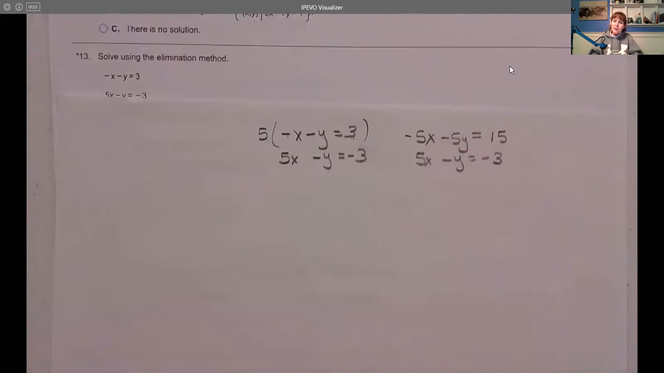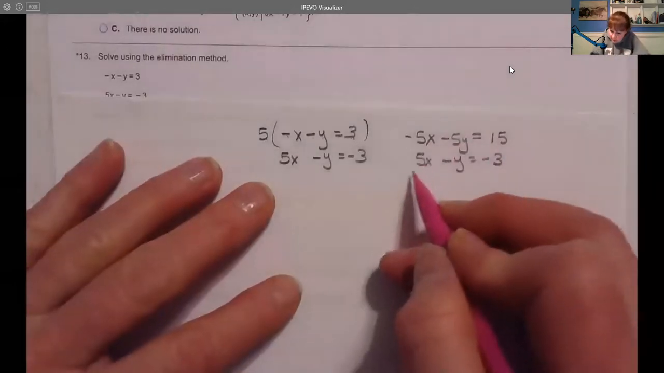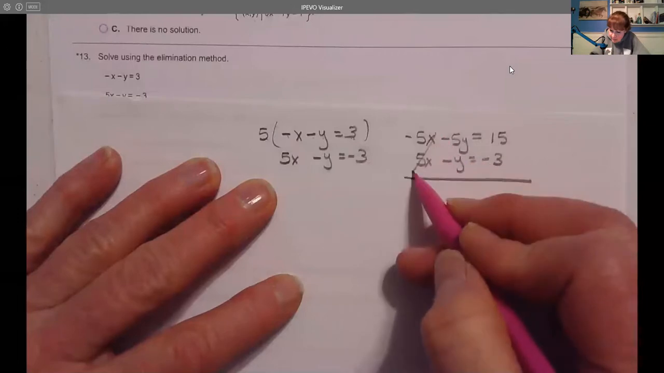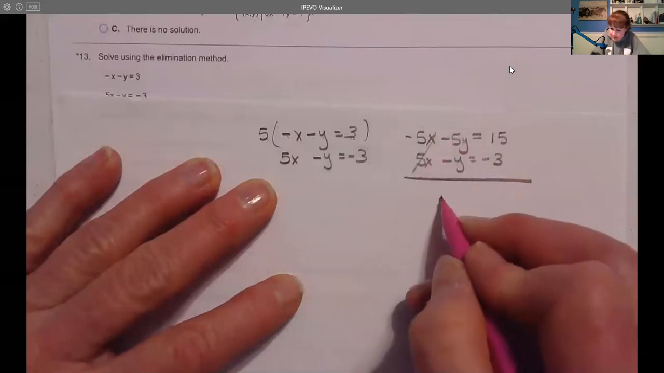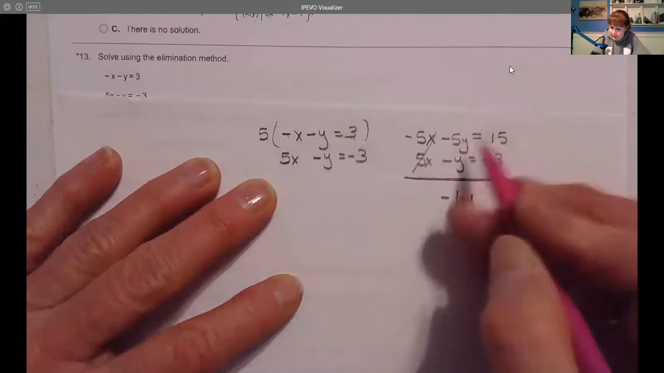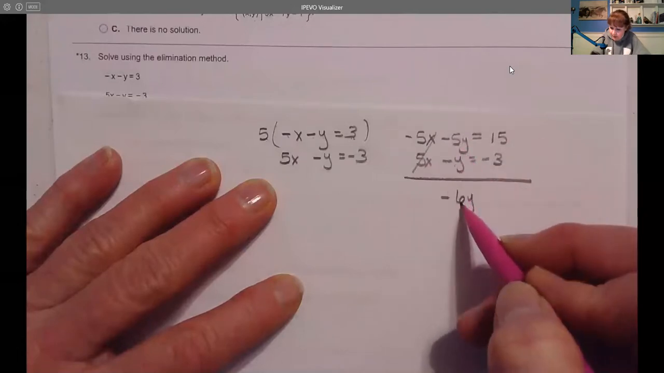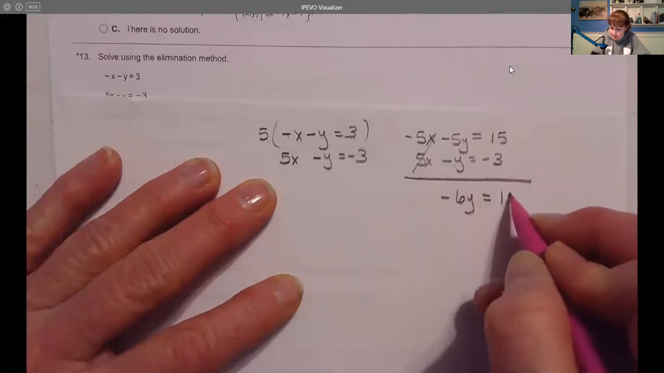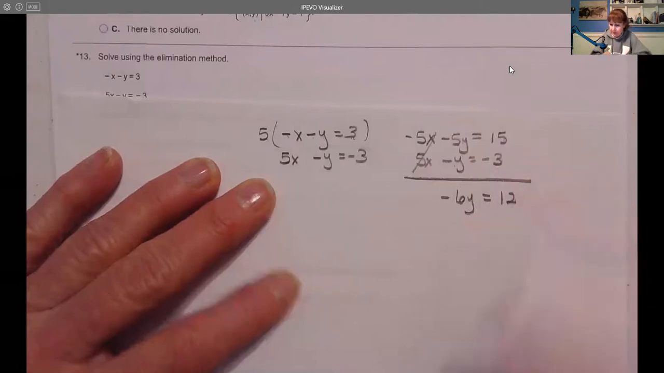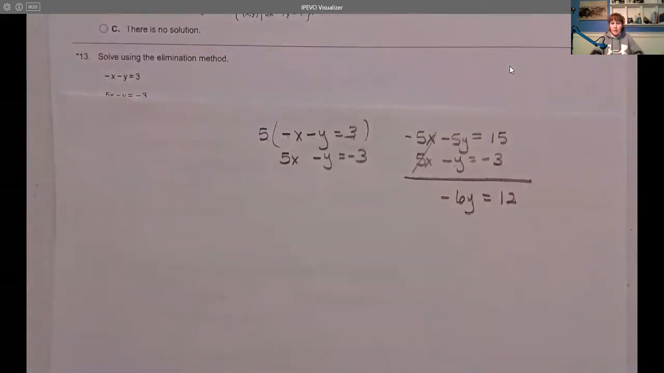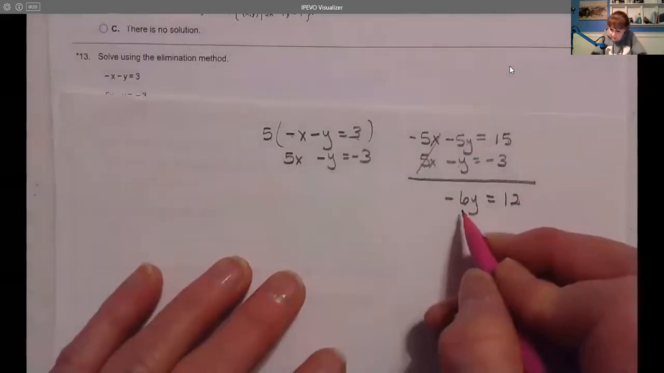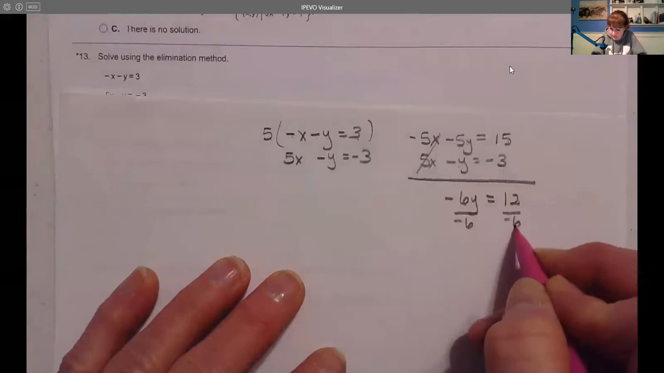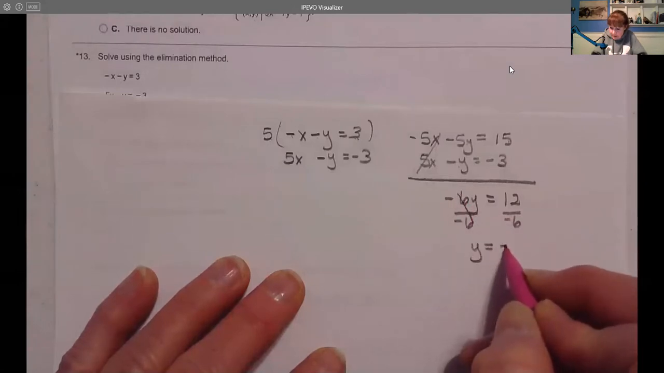And now the x's drop out. So here, those will drop out, and I'll end up with a -6y. -5 and a -1 is a -6y. Oh, great. I'm glad this comes out to be a whole number. You get 12. 15 and -3 is 12. All right, so I just created an equation so that the x's dropped. Divide by a -6. Y is equal to a -2.